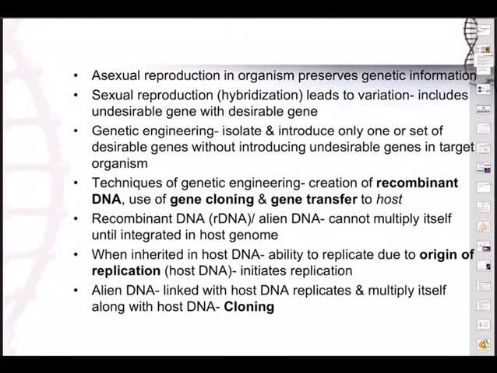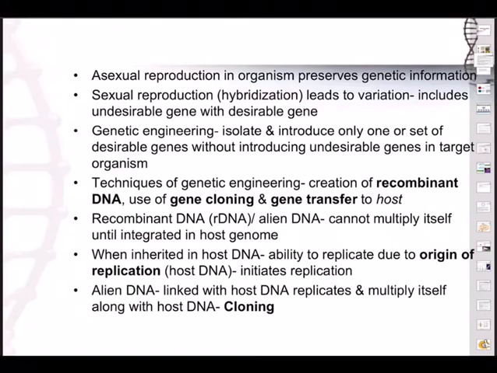So basically, asexual reproduction in organism preserves genetic information, whereas sexual reproduction leads to variation. It includes undesirable genes with desirable genes. So genetic engineering, the purpose just now we discussed, is to isolate and introduce only one or a set of desirable genes without introducing undesirable genes. That means it is selected genes. Techniques of genetic engineering: creation of recombinant DNA, use of gene cloning, and gene transfer to host.